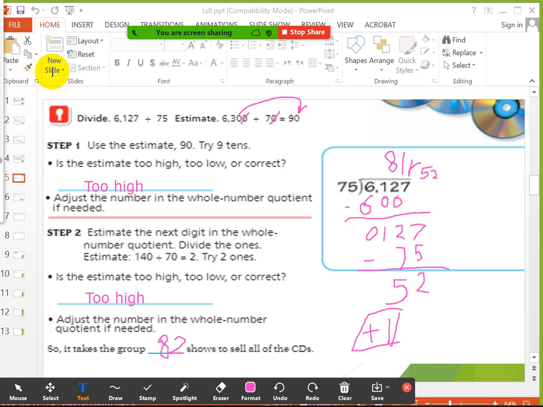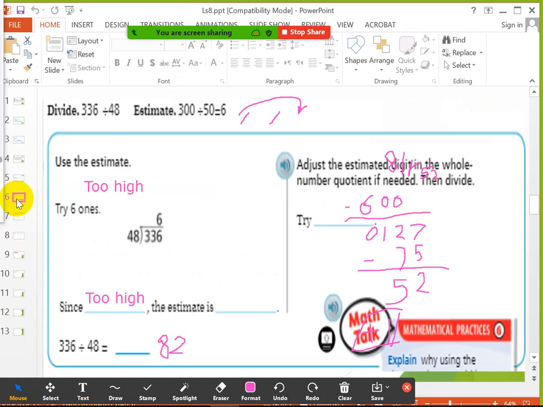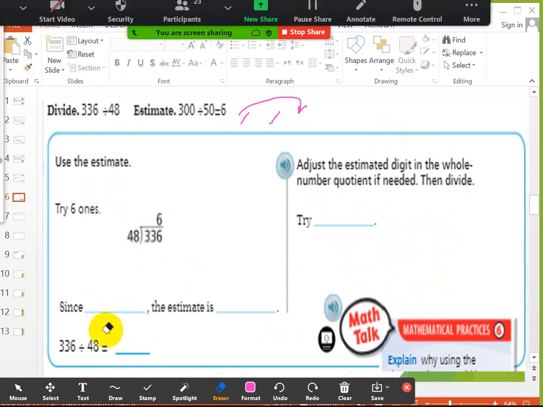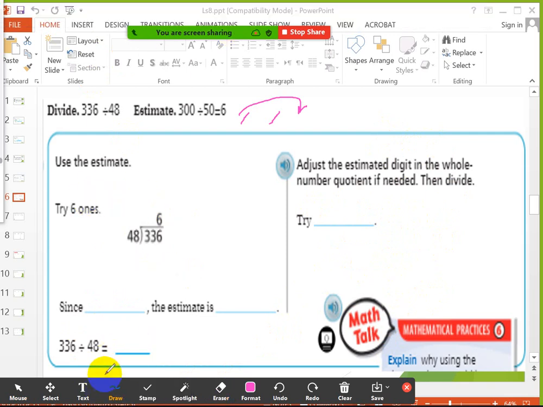Okay. Now let's move to the next page, page 132. In this page also I want to find the exact number, then estimate the answer, and after that compare the quotient and the estimation. Let's start. Here I want to divide 336 by 48. If you round this number, how will I round it?